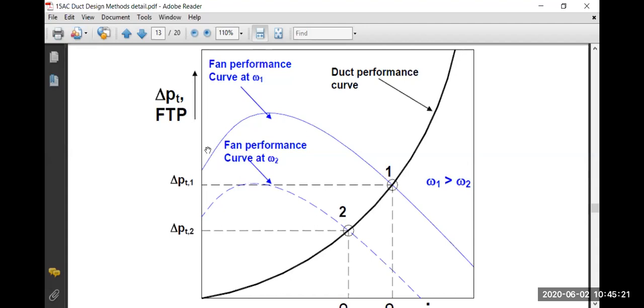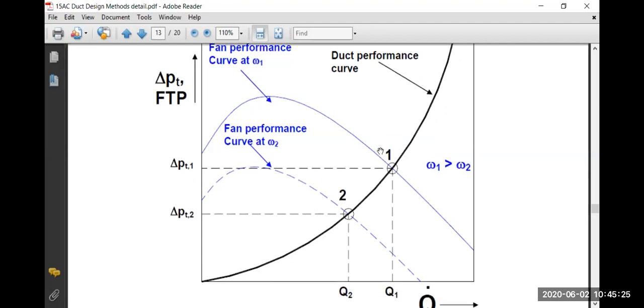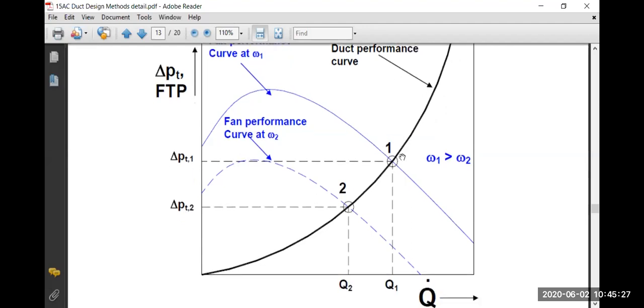So if you select this RPM, you can see that the performance of the fan will match the system over here. Point 1 is the matching point of the system. The duct system and fan performance curves meet here. So that means that at omega 1, Q1 will be the flow rate and delta P total will be this much, delta P T1.